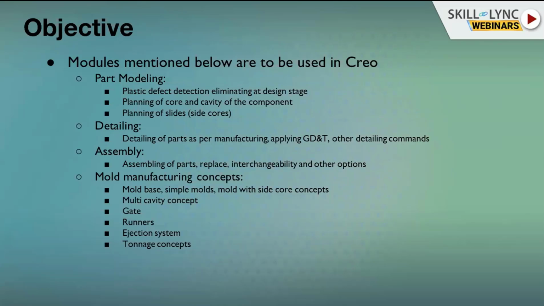And one more module is the mold manufacturing module, where you can design the core and cavity. You can design the gate and runner there. And the ejector system you need to design in the mold base tonnage. You just need to do a few calculations for calculating the tonnage.